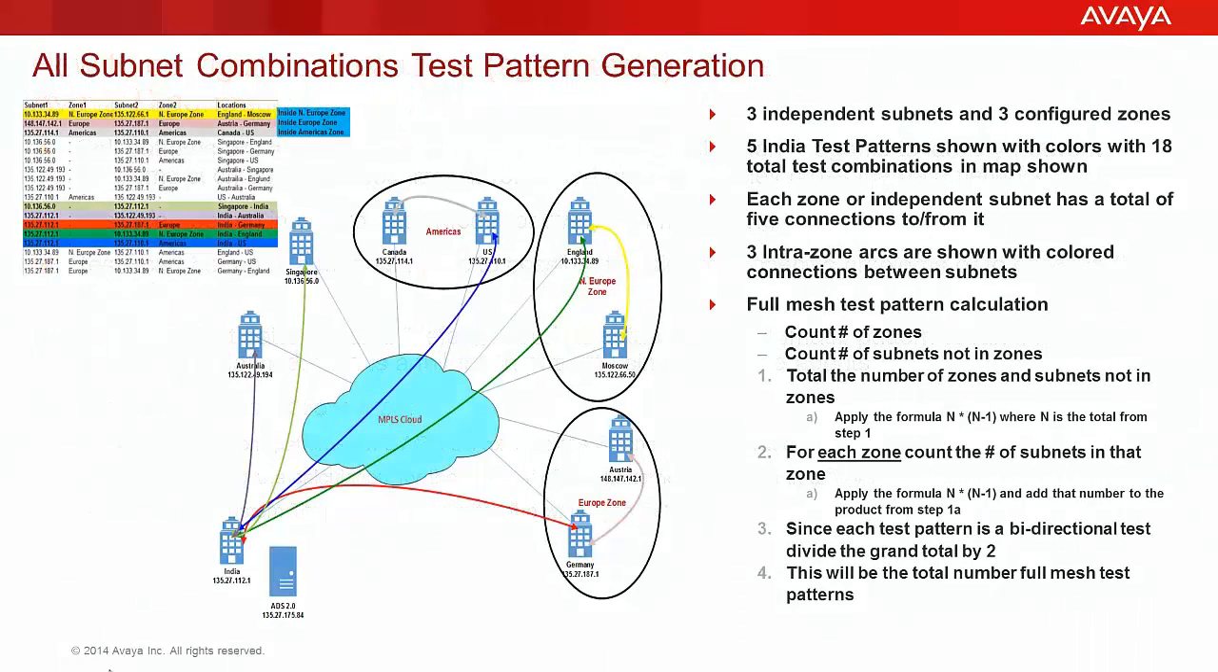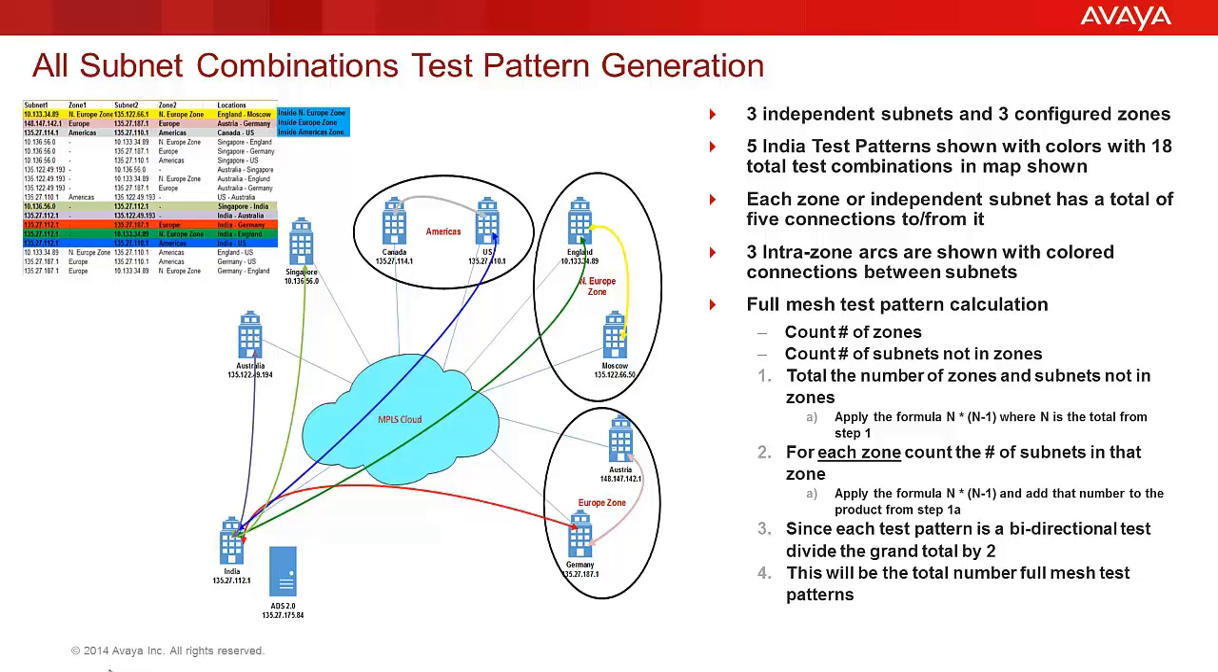This slide shows our enterprise network. It shows a total of 9 subnets within 9 different locations. There are 3 zones established called Americas, Northern Europe for the Northern European zone, and then the Europe zone. This is not a typical configuration and is for illustration only. Please note that the Northern European zone is abbreviated N.Europe zone.